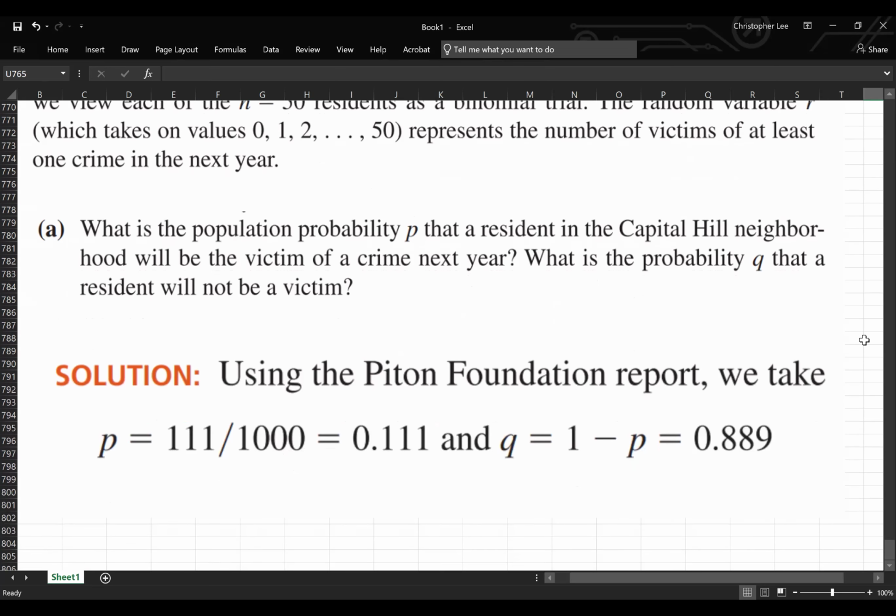So using the report, our probability of you being a victim of the crime is 111 divided by 1,000, or 0.111, right? The probability of you not being a victim of the crime is just the Q, the probability of failure. So 1 minus 111 over 1,000, which is 0.889. Simple, right? So what's the N? N is your 1,000.